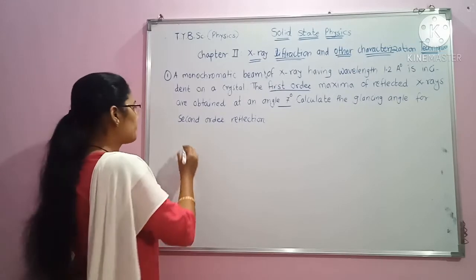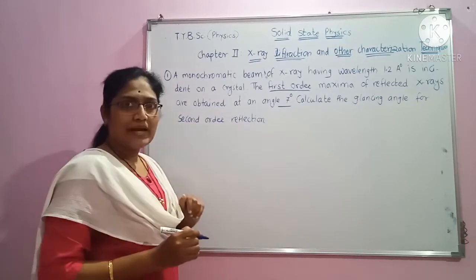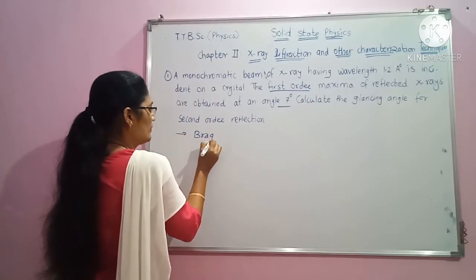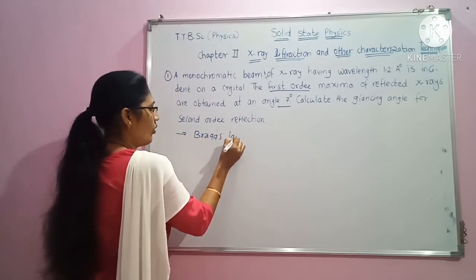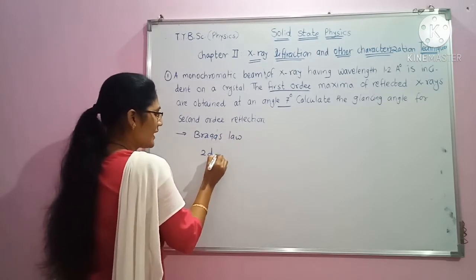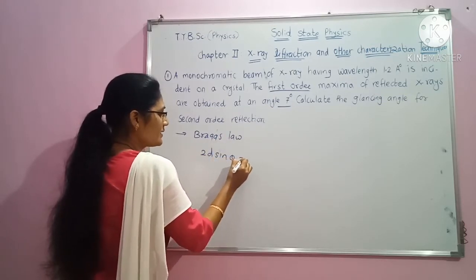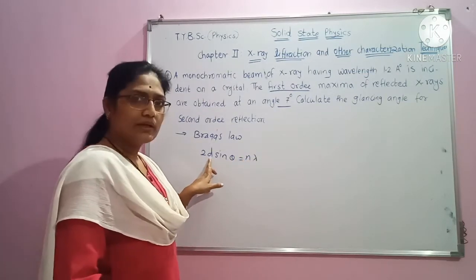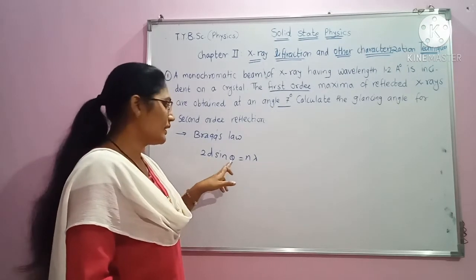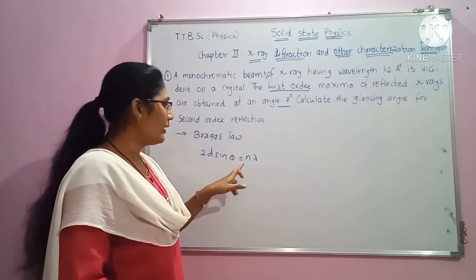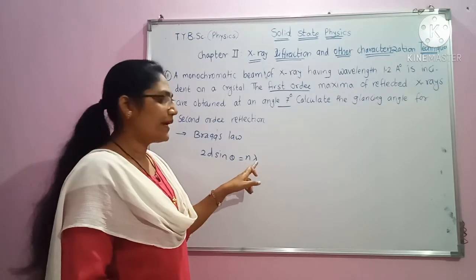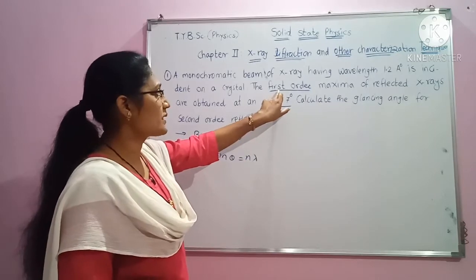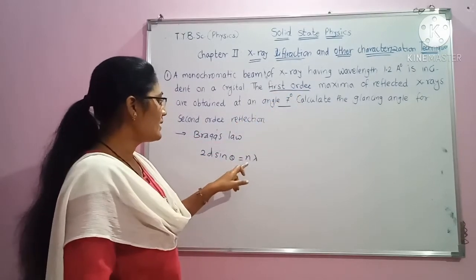So we know that Bragg's law is given as 2d sin theta is equal to n lambda, where d is the interplanar distance, theta is the glancing angle, n is the order and lambda is the wavelength of X-ray used. Now here two orders are given, first order and second order.